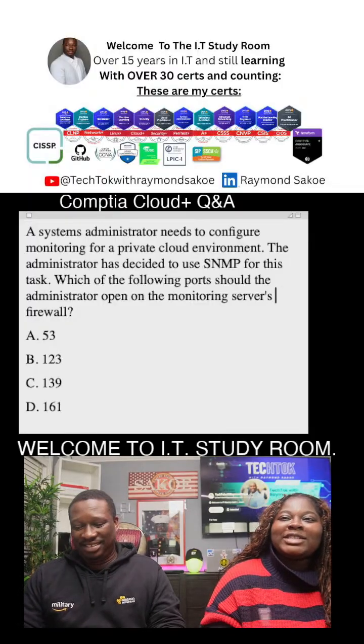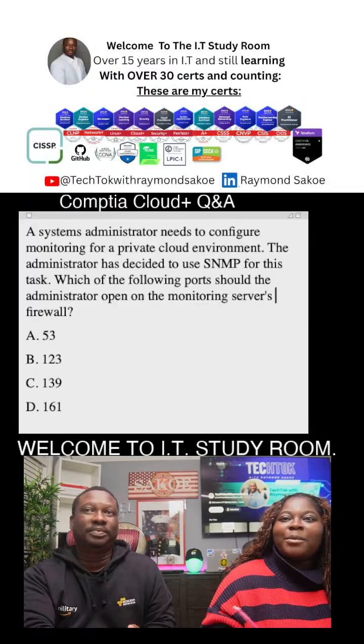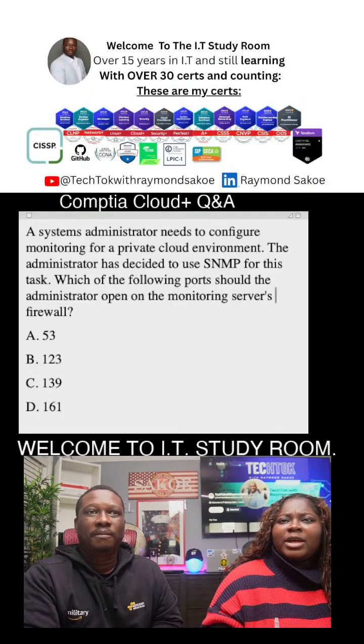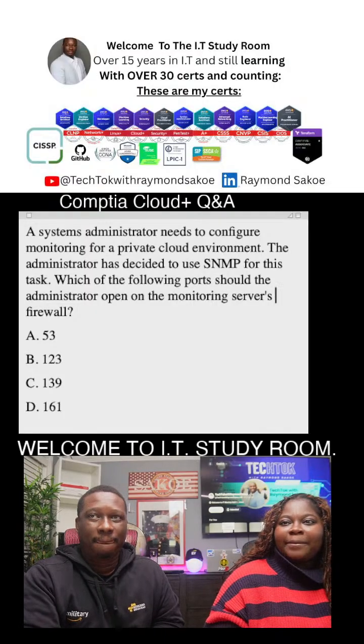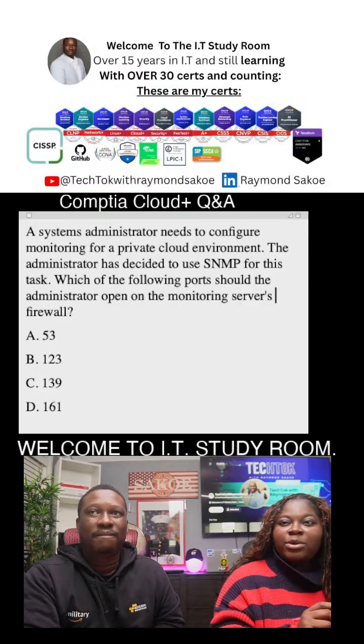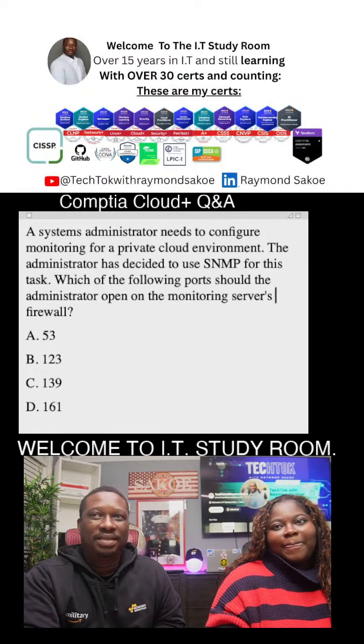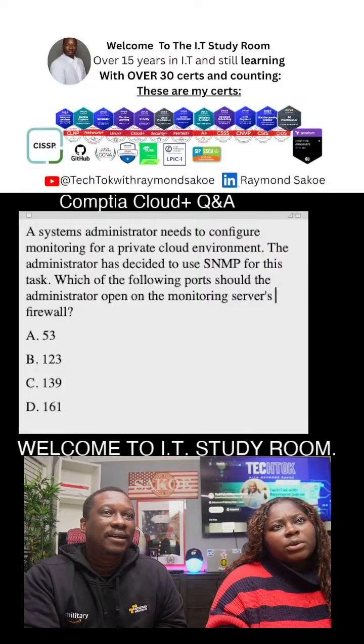A system administrator needs to configure monitoring for a private cloud environment. The administrator has decided to use SNMP for this task. Which of the following ports should the administrator open on the monitoring server's firewall? SNMP, Simple Network Management Protocol. Which one do you think it is? I have no idea. Am I supposed to know this?